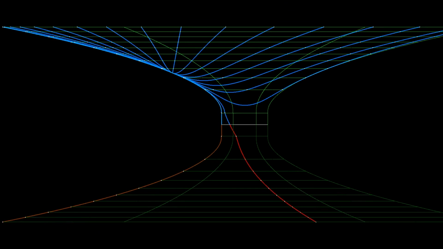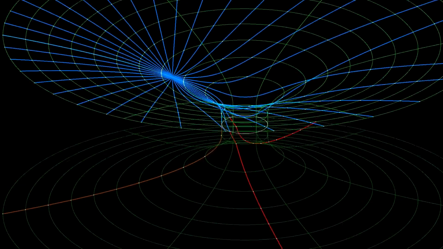You can see now the constant width throat, and just above that and below that are the mouths on either end. And then you have this curve, which of course extends off into infinity. This is an embedding diagram, is what we call this.